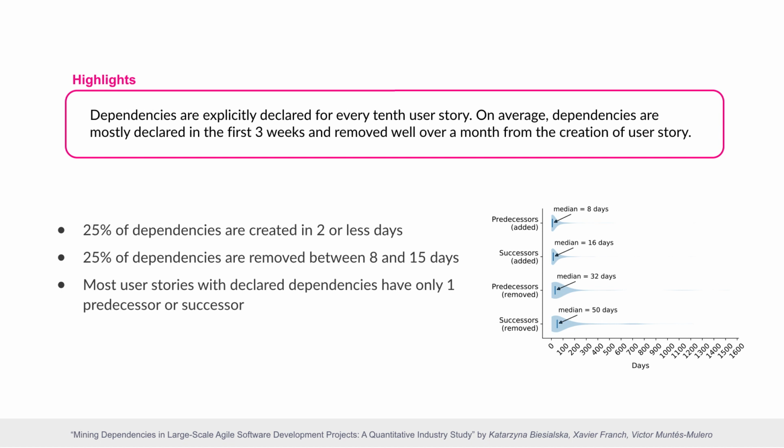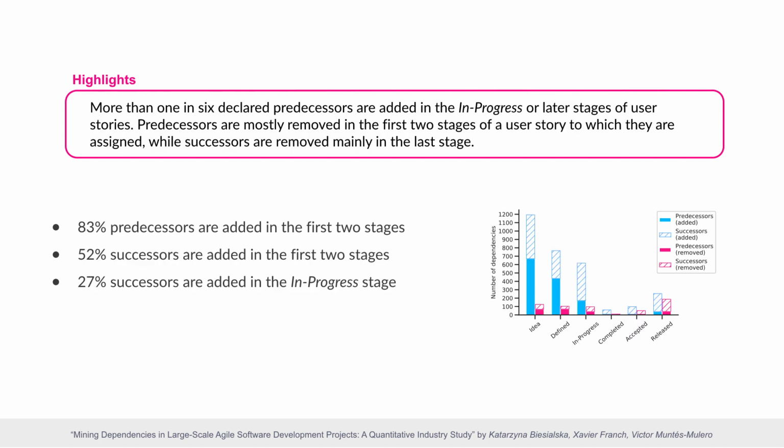The creation and removal of dependencies should not only be considered with regard to the duration, so time-wise, but also with regard to the stage to which the user story is assigned. There are in principle 6 different states of a user story scheduled in an iteration or release in Rayleigh. That is idea, so this is the first state when the business requirements are gathered and no development starts at this stage. Next, we have the defined stage.